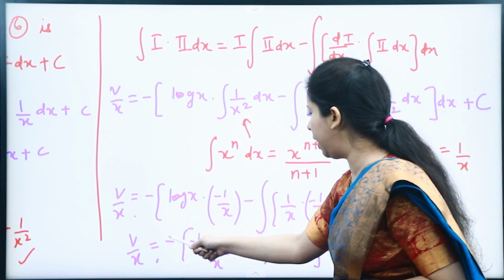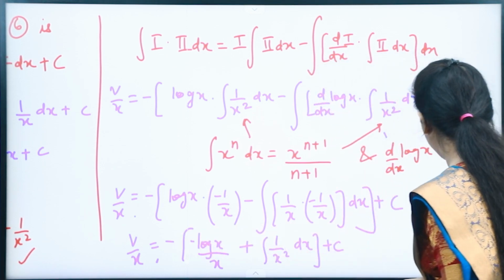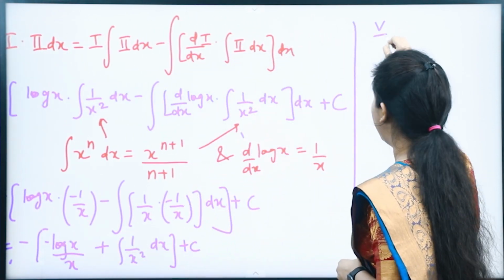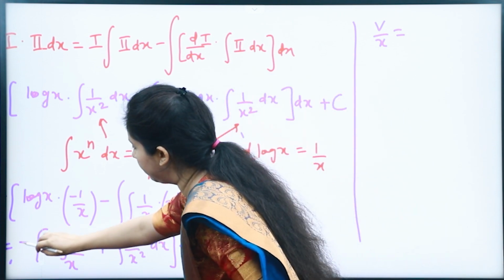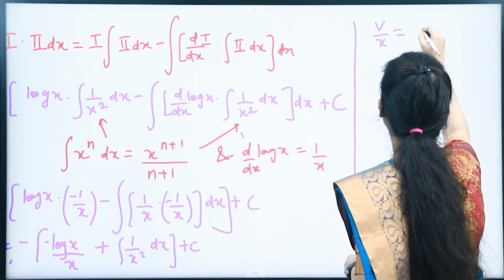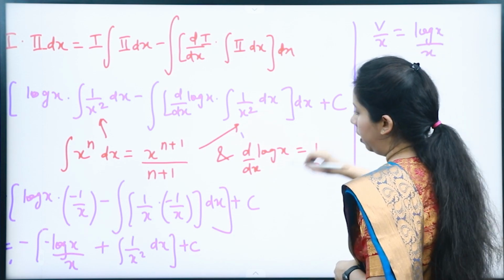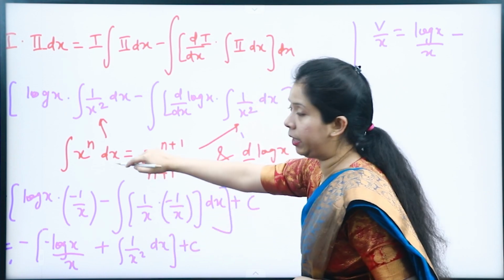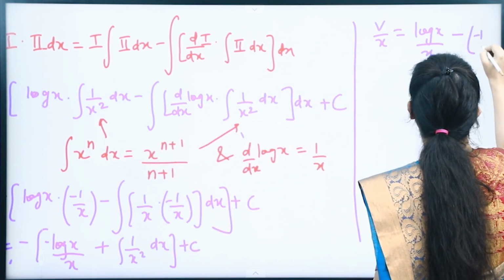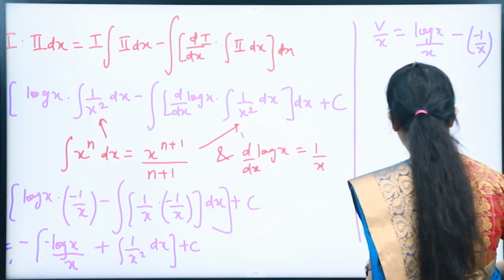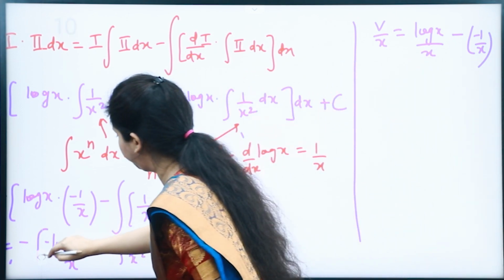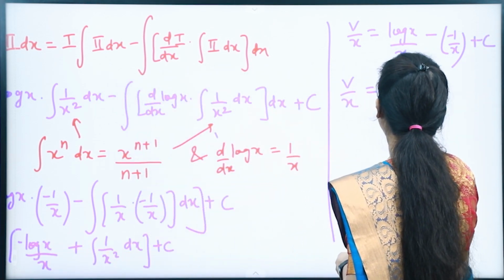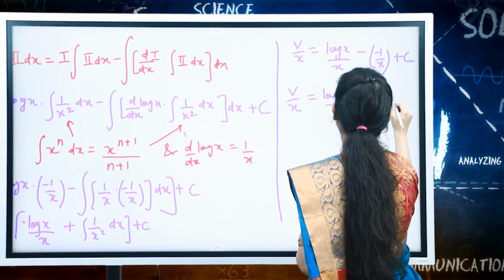So what you can do is multiply the negative sign with the square bracket again, and the left hand side will remain as it is. v by x is equal to, as you can see, you have a negative sign over here, minus and minus will become plus, log x by x, this minus and plus will become minus, and the integration of 1 upon x square with the help of the power rule will be written as minus 1 by x, and then we have a constant of integration c. So v by x is equal to log x upon x plus 1 by x plus c.